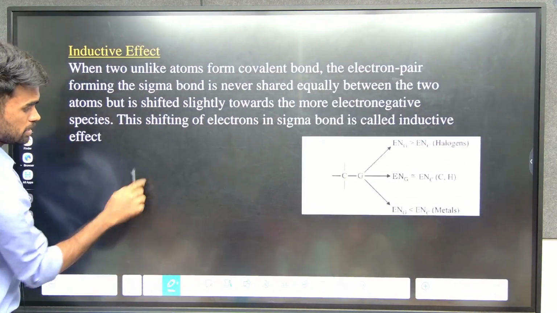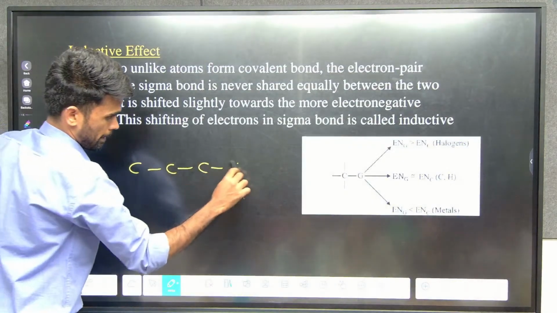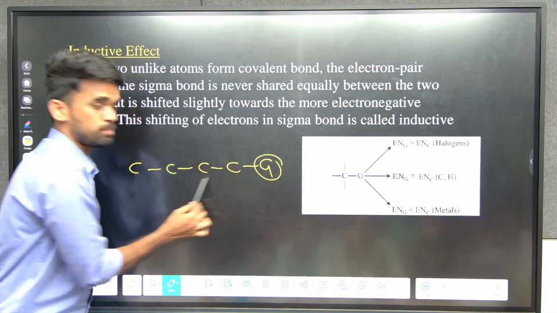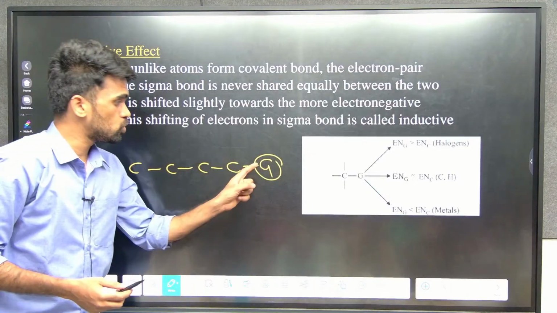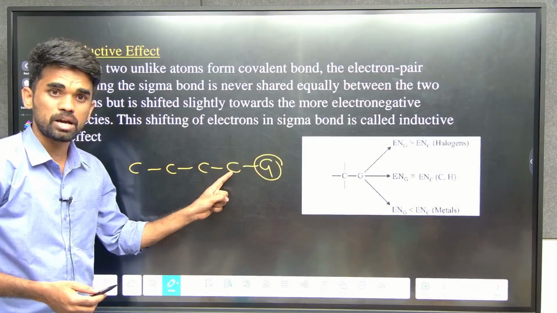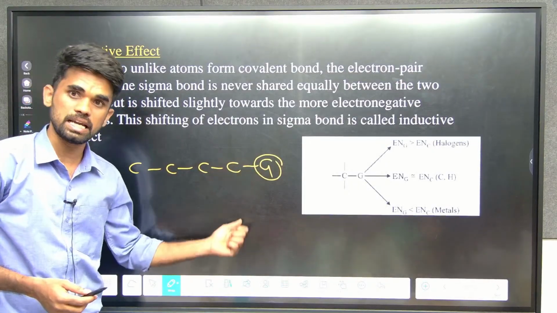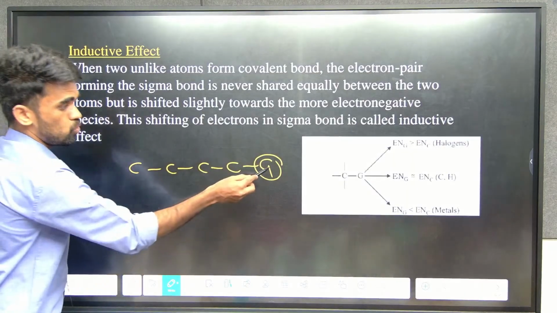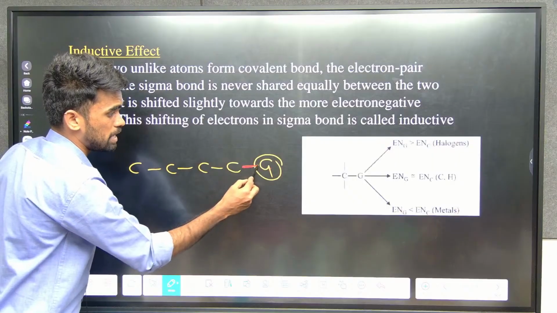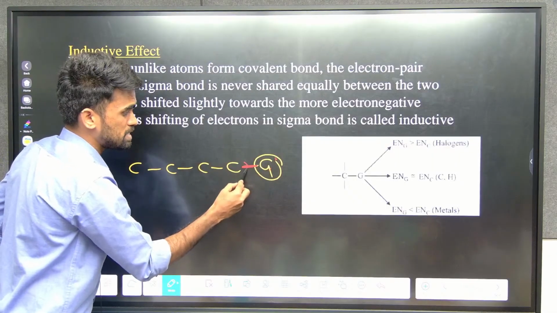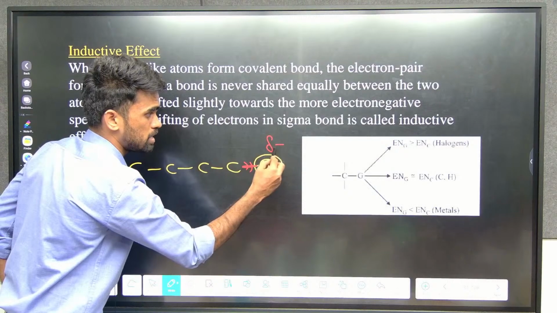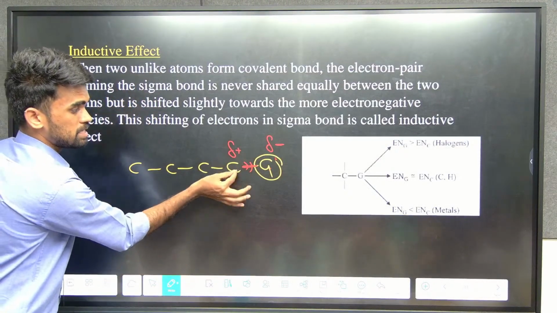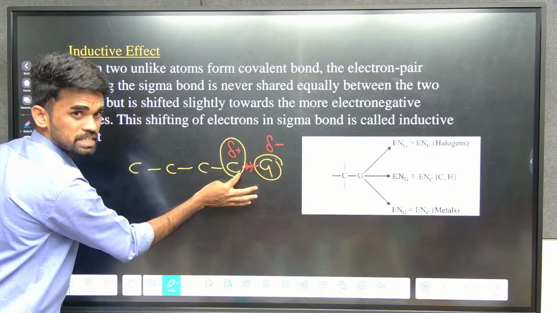So please try to listen. See, there is a group G attached to this carbon. This group G may be more electronegative than this carbon, equal, or less electronegative. Three possibilities are there. First, if it is more electronegative, what will it do? The bonded electrons are dragged by this group. So here it creates a partial negative charge, and here a partial positive charge.